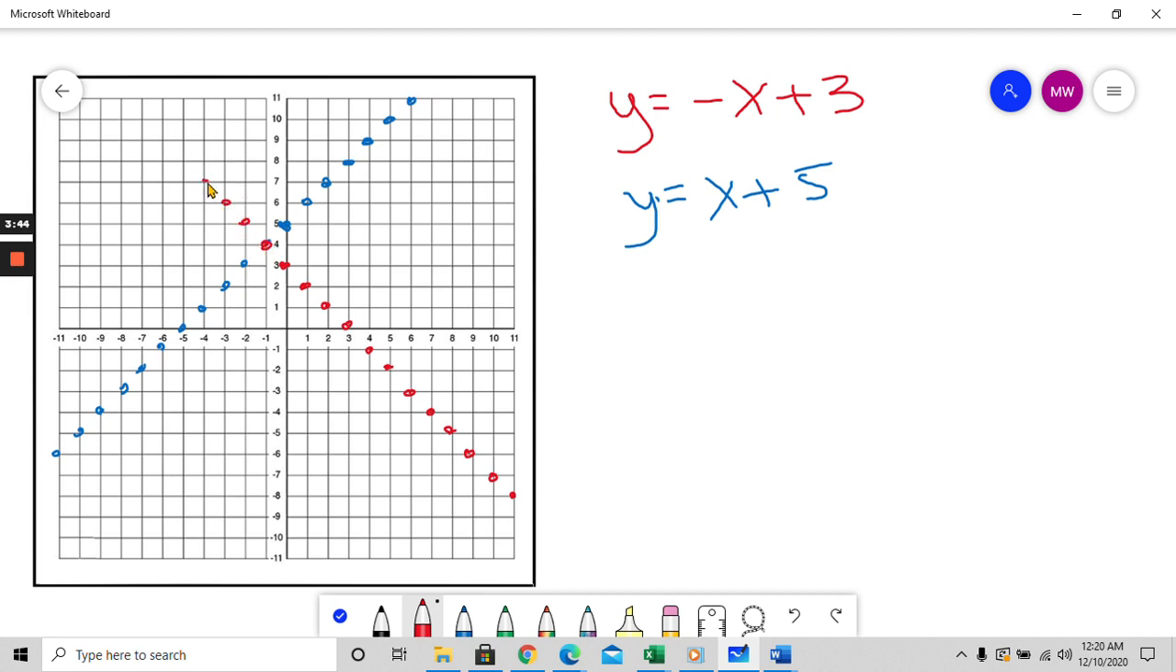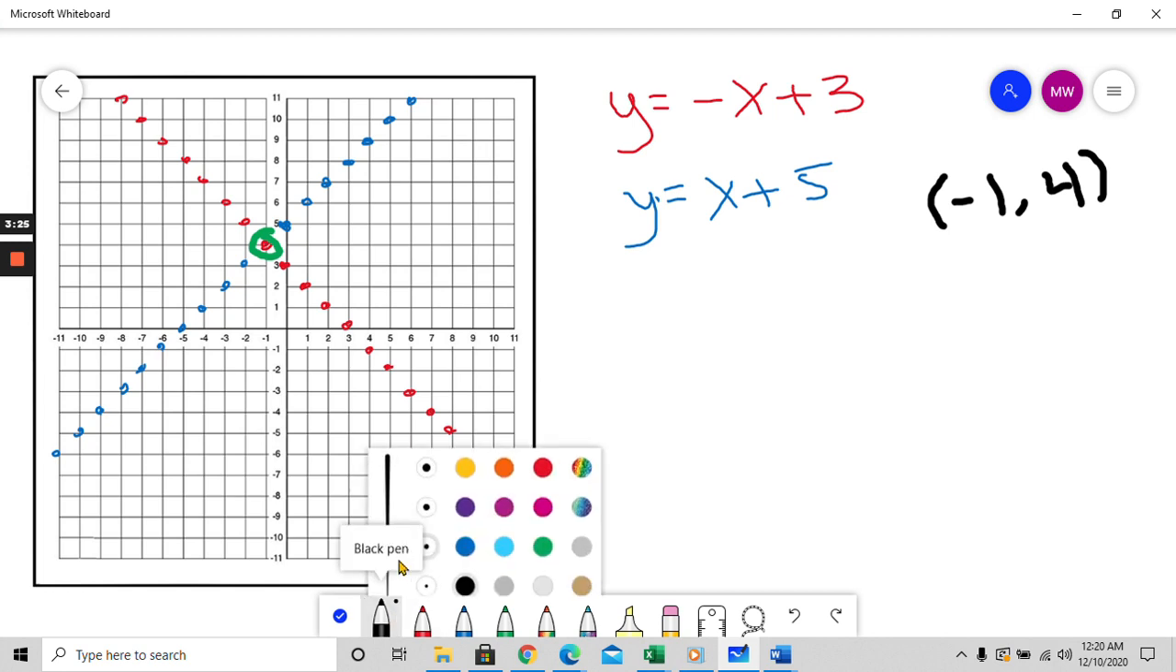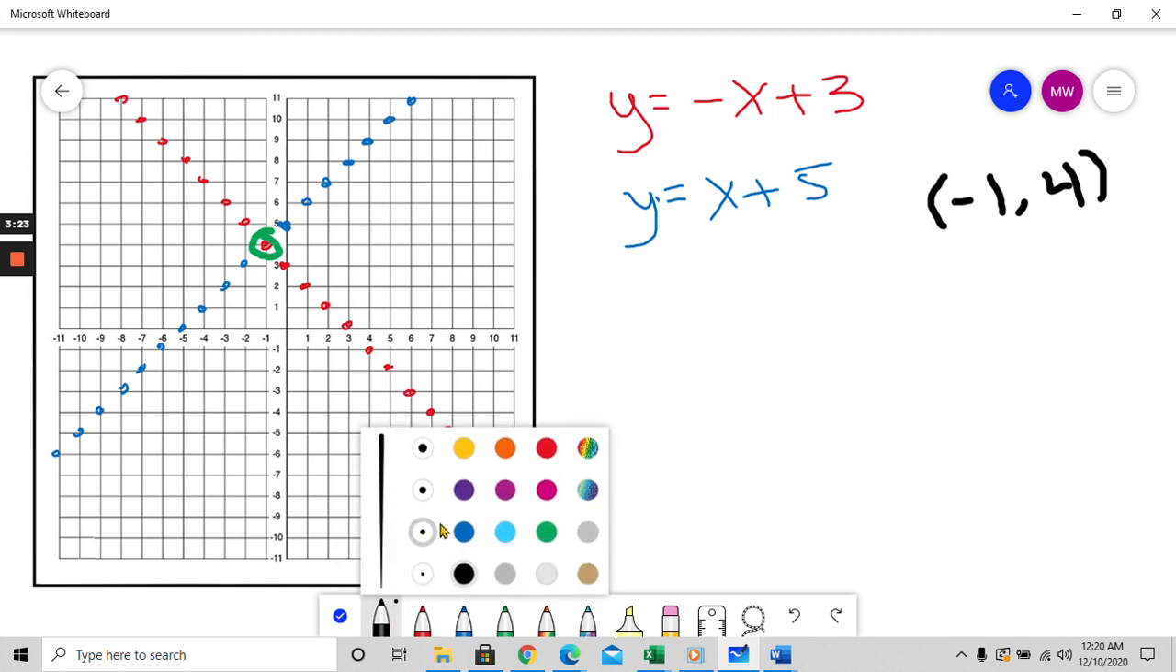And we should notice one thing, and that is that these lines intersect right here at negative 1 and positive 4. So I can say that the solution is negative 1, positive 4. Now, today we're going to learn about another method of solving systems of equations, which is solving them algebraically.